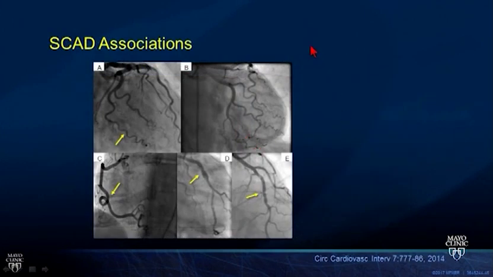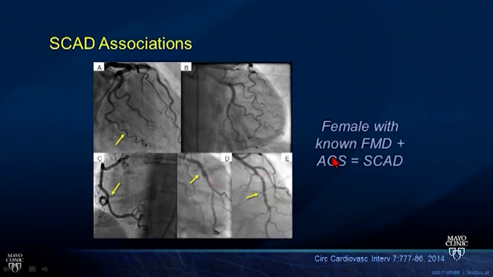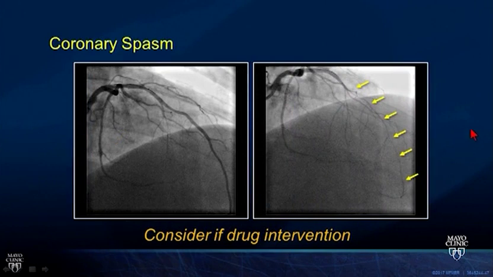Some things to look for in SCAD would include tortuosity of the coronaries. Here's some severe tortuosity where the RCA makes a big loop. And patients can have other things too, like irregularities of the coronary that almost look like fibromuscular dysplasia or microaneurysms. So if it's a young woman who has known fibromuscular dysplasia and lack of atherosclerotic risk factors who presents with an ACS, you should think about spontaneous coronary dissection.